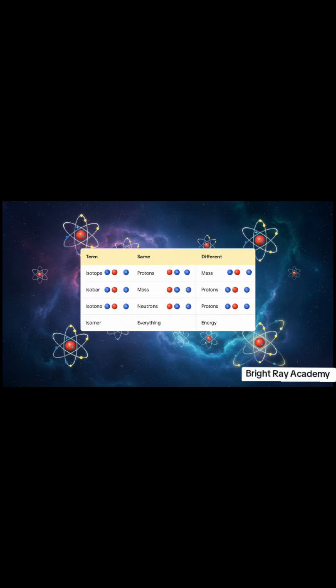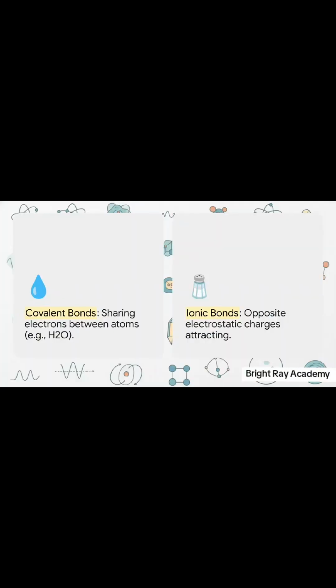Isotope has a P in it, so that means atoms with the same number of protons. Isobar has an A, meaning the same atomic mass number, A. Isotone has an N for the same number of neutrons, and isomer has an M, which stands for metastable. That just means the atom has the exact same proton and neutron count, but it's sitting in a different unstable energy state. Now, atoms rarely just chill by themselves.